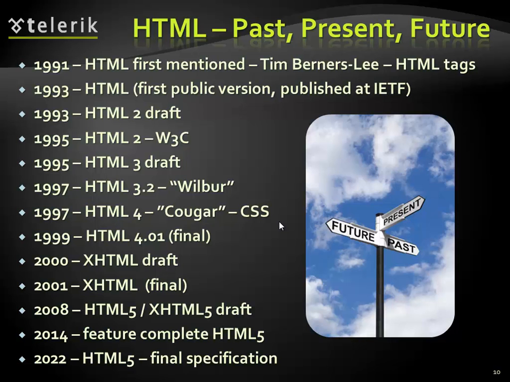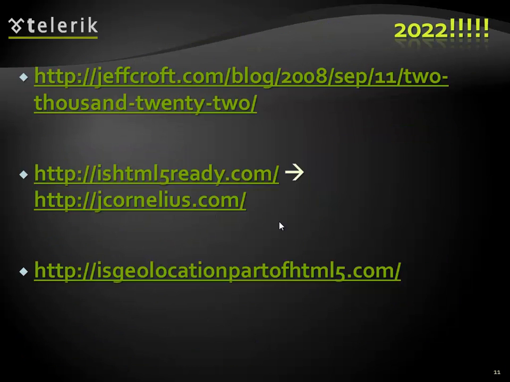HTML started around 1991 when the web started being popular. And actually the feature completion of HTML5 is meant for 2014. And finalizing the specification completely is scheduled for 2022. There are a few resources about this. You can see there is this blog post by Roth, which I think is the one that started this whole 2022 thing.